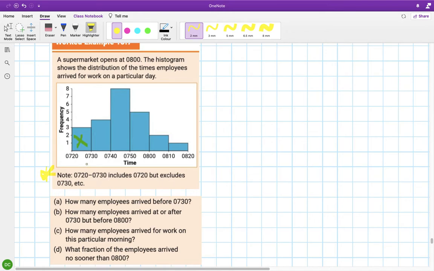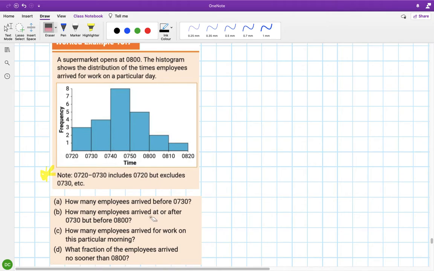So the people who arrive in this bar are arriving between 20 past 7 and like 29 minutes past 7. If you arrive at 7:30, you fall into this bar. Because it's continuous data, they look like they run together, but there has to be some kind of proviso that tells you what happens if you're bang on 7:30. Do you go into this bar or this bar? That's what this says: the 7:20 to 7:30 bar includes 7:20 but excludes 7:30. So if you arrive at 7:30, you fall into the second bar. If you arrive at 7:40, you fall into the third bar, and so on.